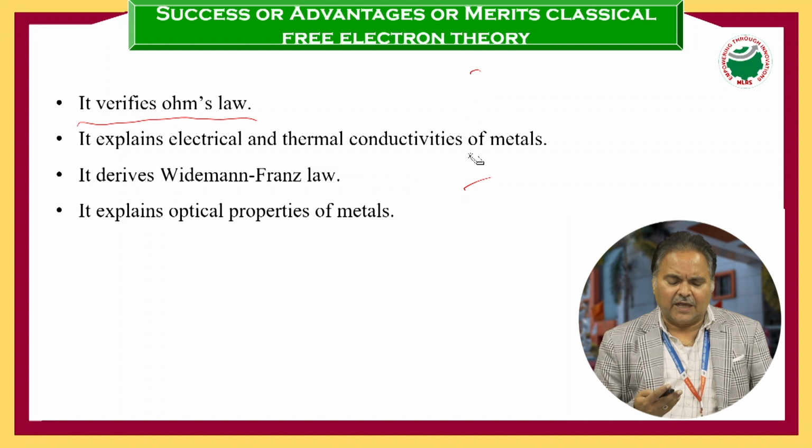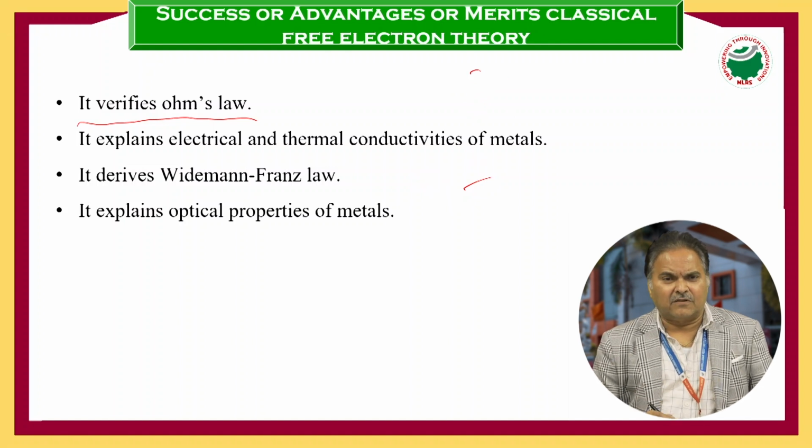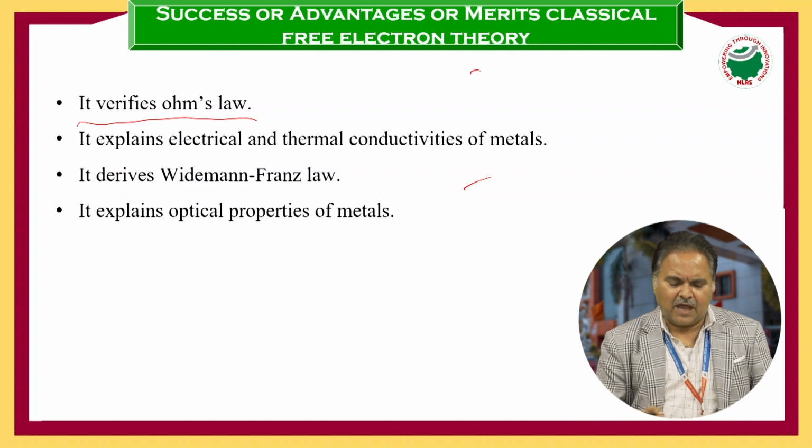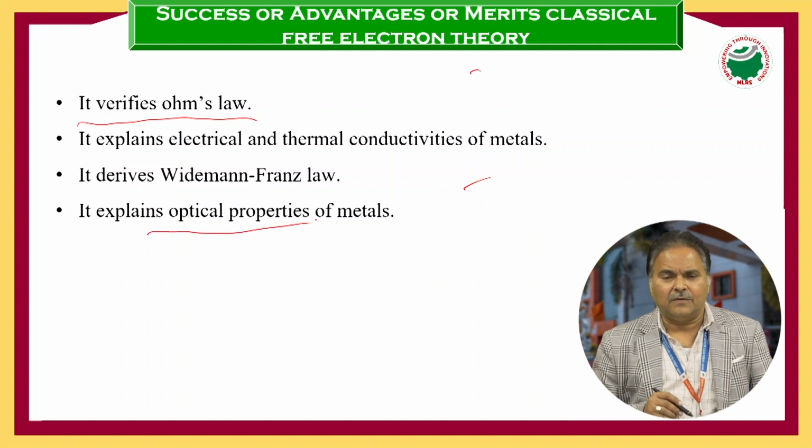Then it will also explain optical properties of metals. It will explain electrical and thermal conductivity of the metals as well as optical properties of the metals. So these are the advantages of classical free electron theory. First, earlier, there were assumptions. Based on some assumptions, they made a theory. According to that theory, these are the successes or advantages of that theory.